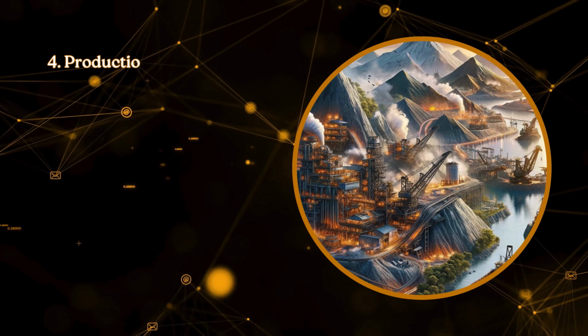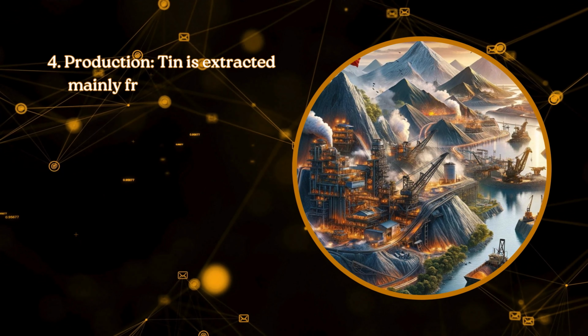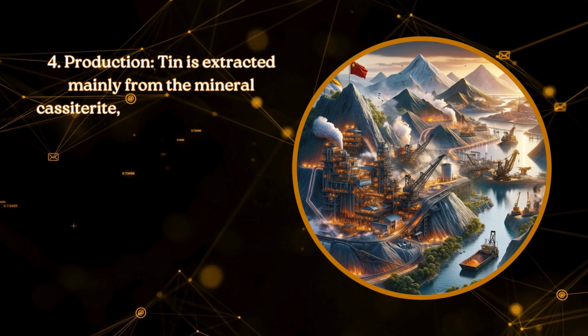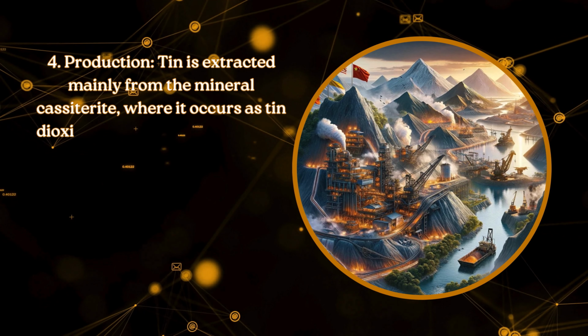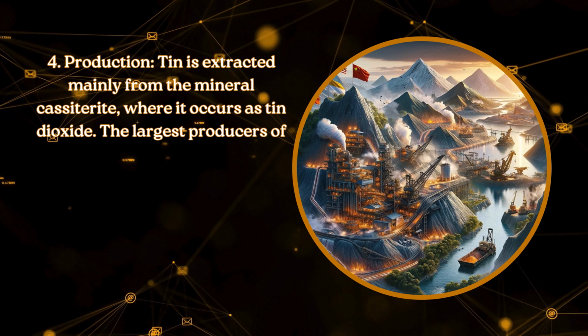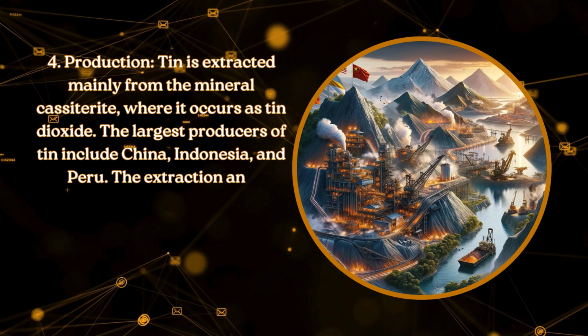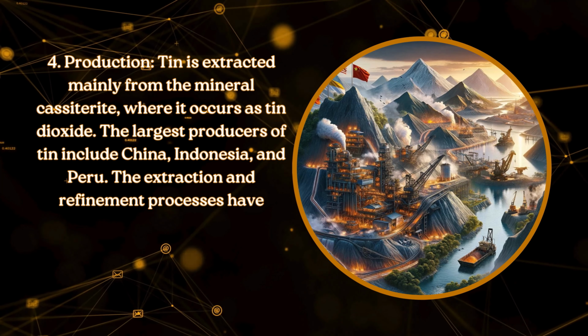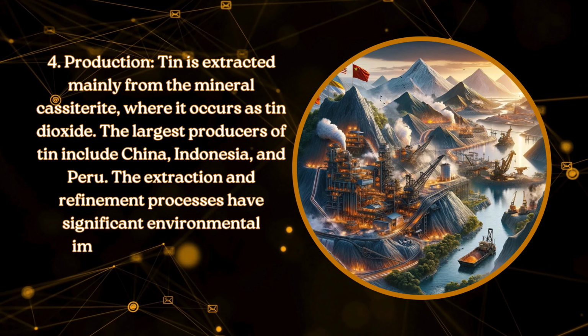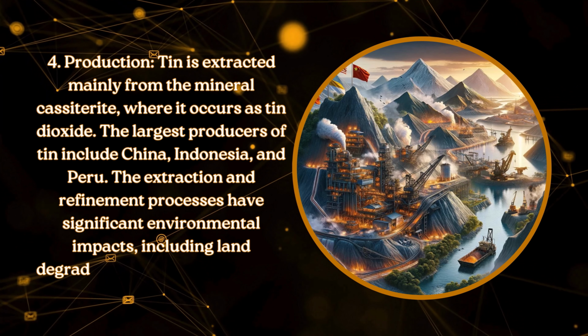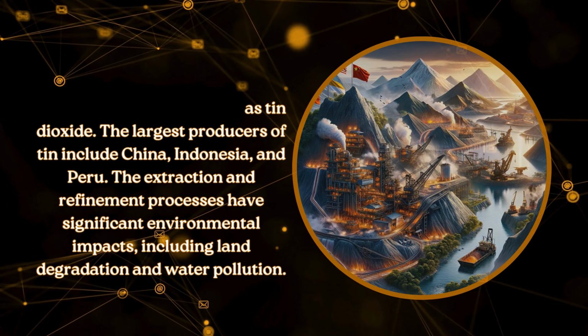4. Production. Tin is extracted mainly from the mineral cassiterite, where it occurs as tin dioxide. The largest producers of tin include China, Indonesia, and Peru. The extraction and refinement processes have significant environmental impacts, including land degradation and water pollution.